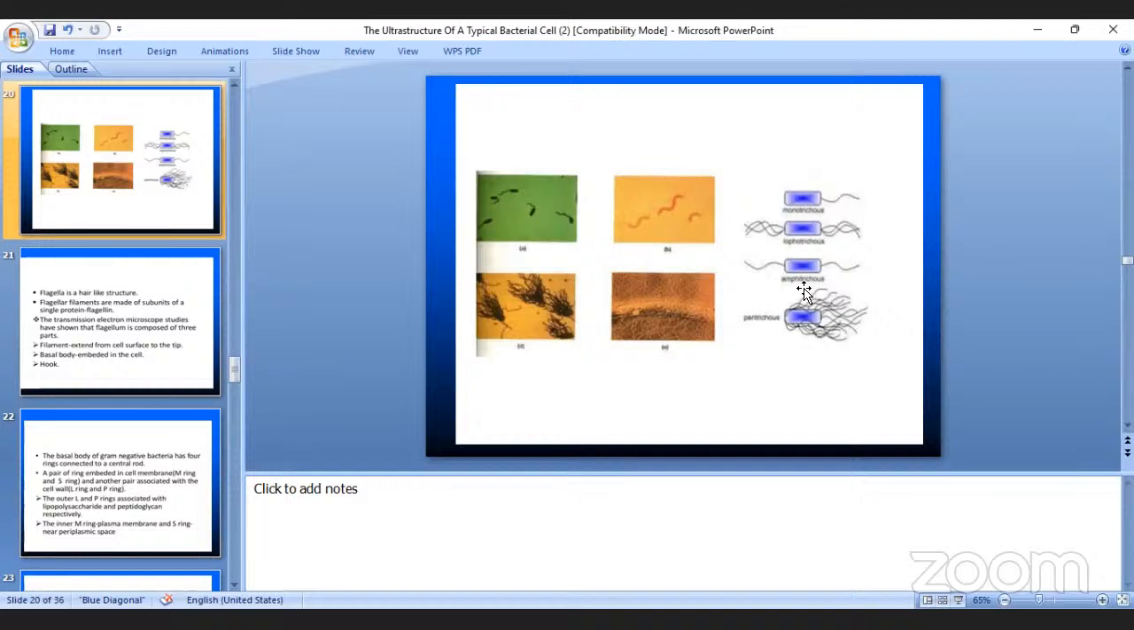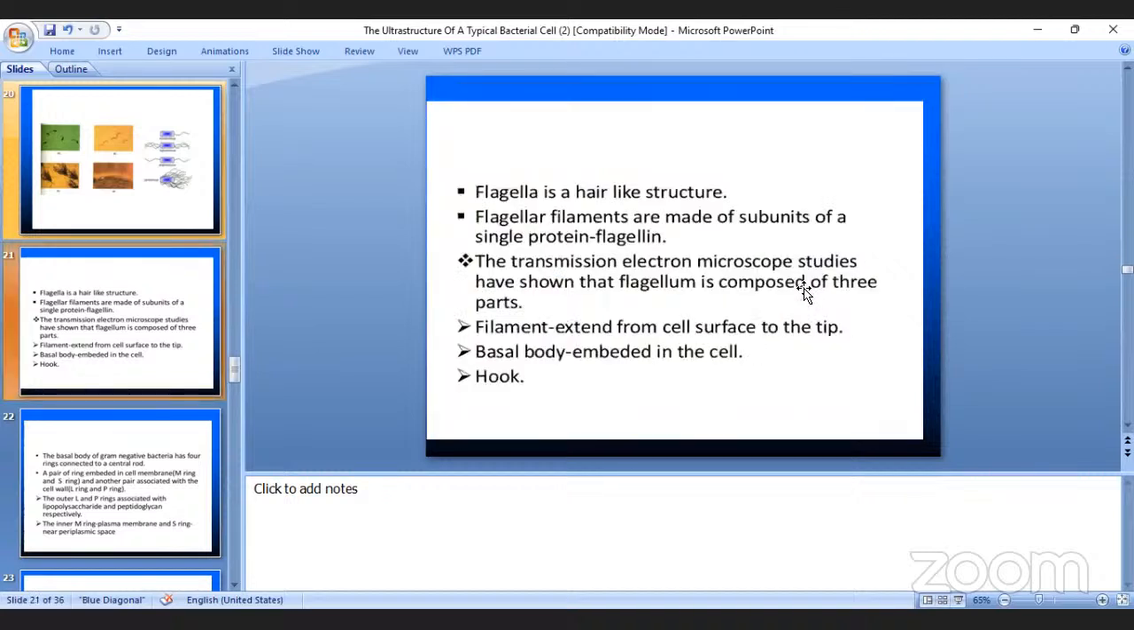Peritrichous: what you observe is a bunch of flagella present at one end only, not both sides. So this is the flagella arrangement. The flagellum is a hair-like structure. Flagellar filaments are made up of subunits of a single protein, flagellin.